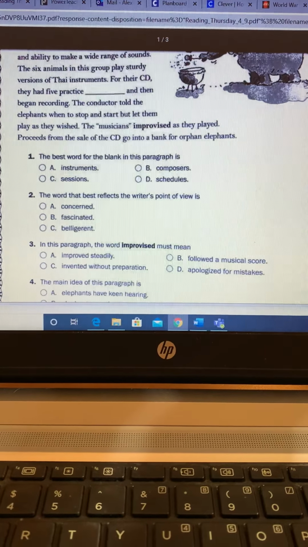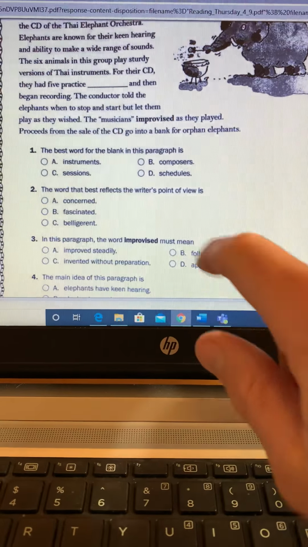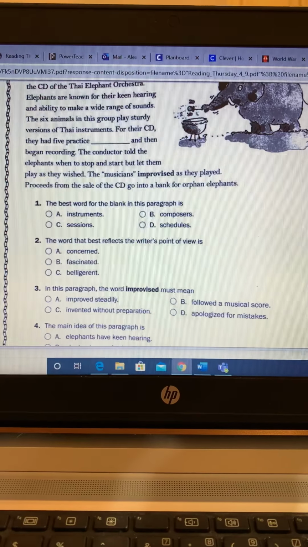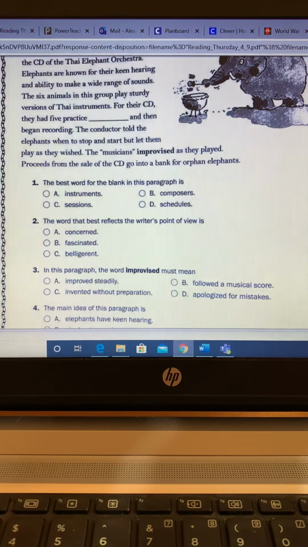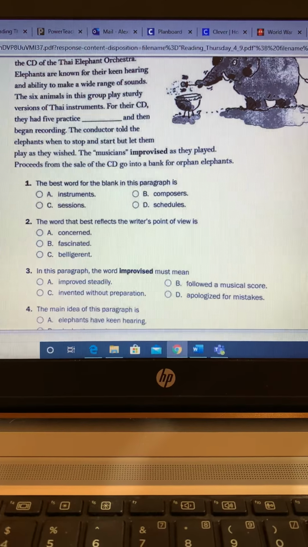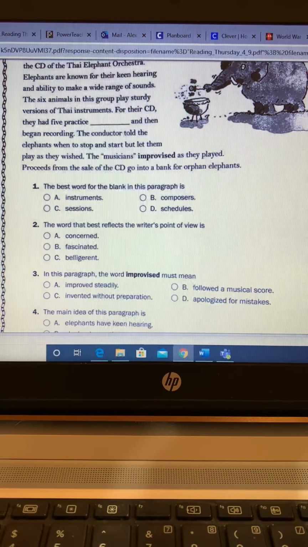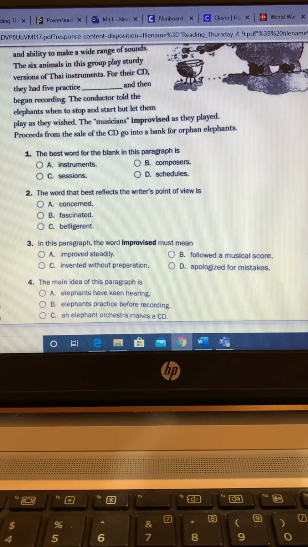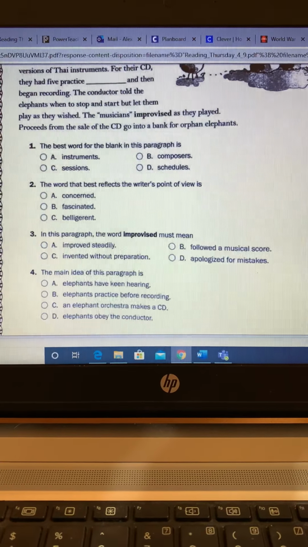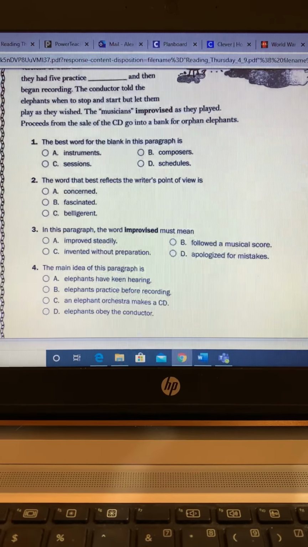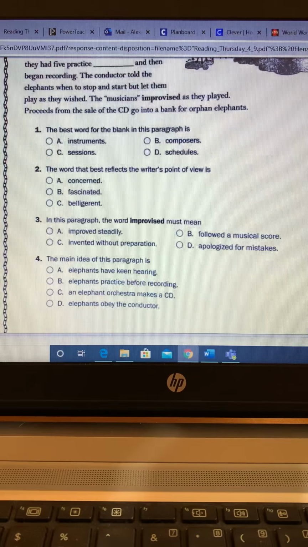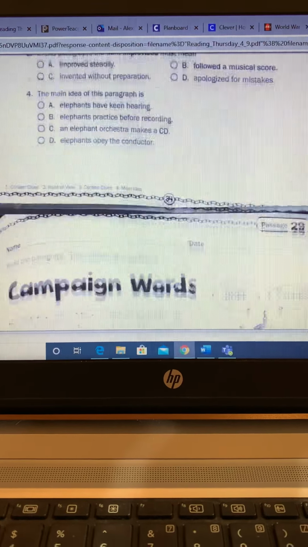One thing that I do want to point out is number 2, where it says the word that best reflects the writer's point of view is. Now remember, this is how the writer thinks or feels about the topic of the text. Number 3 has to do with context clues. So make sure you're looking at the words and phrases around the unknown word to try to figure out the meaning. And then number 4, they're talking about main idea. So remember, main idea is what something is mostly about.